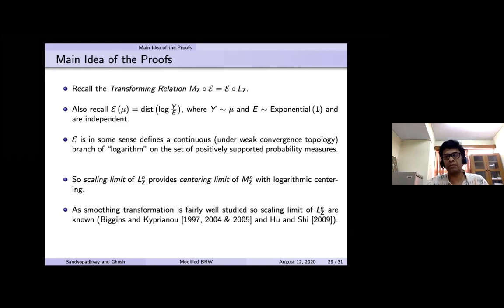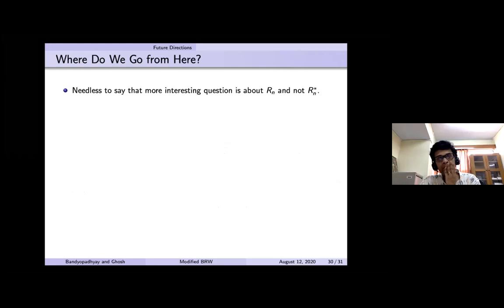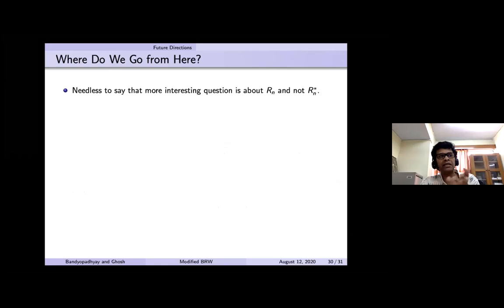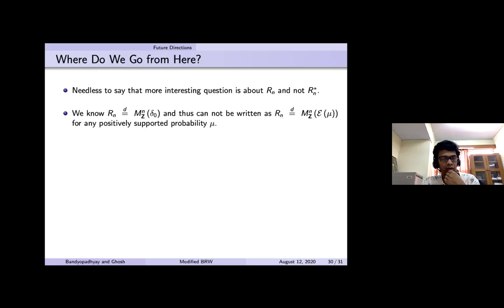All right, so now towards what Anishda was saying. Antar, can you maybe finish in a minute or so? Yeah, absolutely. So this is really towards trying to answer what Anishda was saying, that we would really be interested in RN and not just RN star. And RN is this maximum operator working on delta zero. And we cannot have that because we can only handle such things and delta zero is not in the image space of this operator.